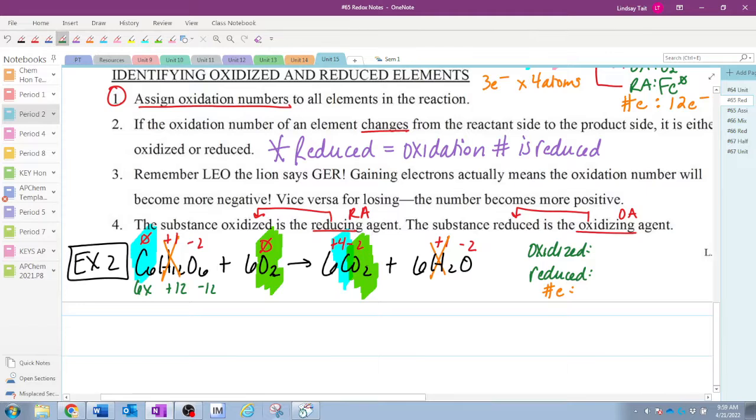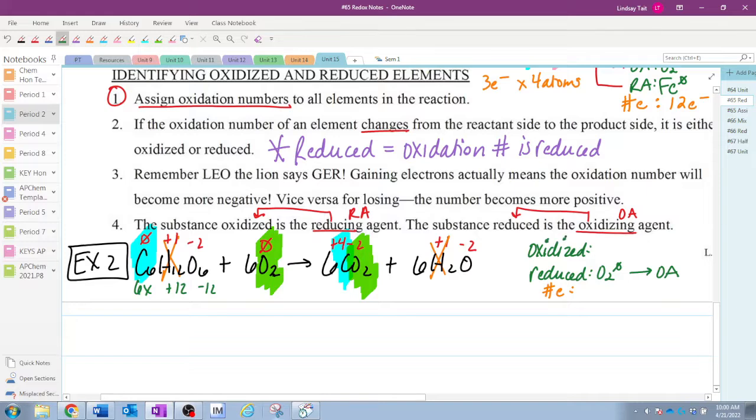Oxygen went from 0 down to -2. So notice I do write the subscripts of my uncombined elements. I did that in the last one, I put the O2 with the 0. If it was reduced, then which agent is the oxygen? Oxygen was reduced. It is the oxidizing agent. The substance reduced is the oxidizing agent.